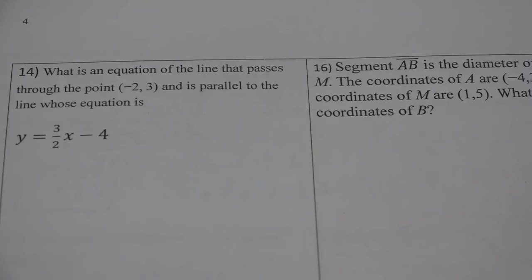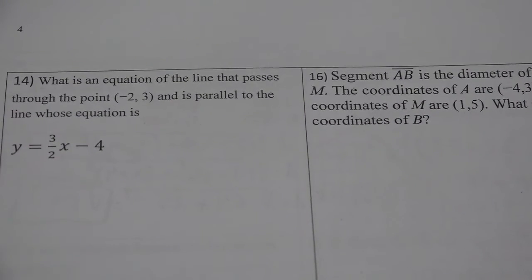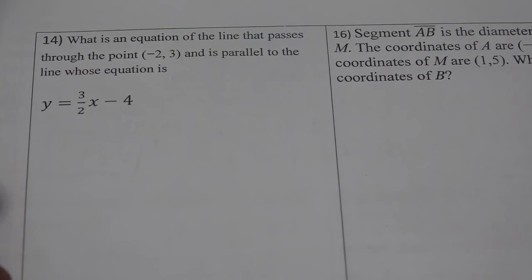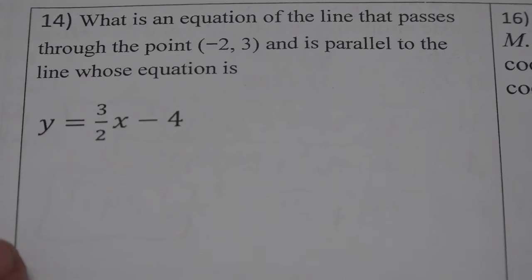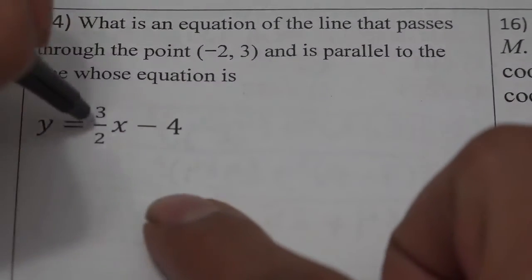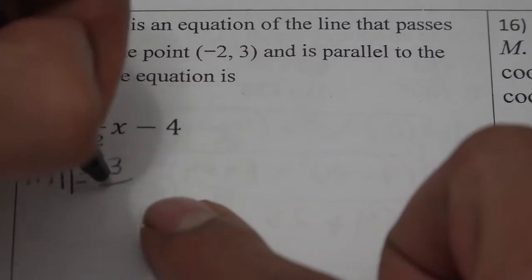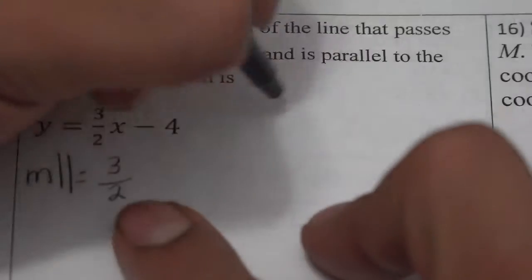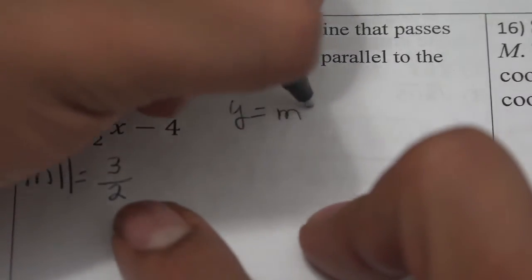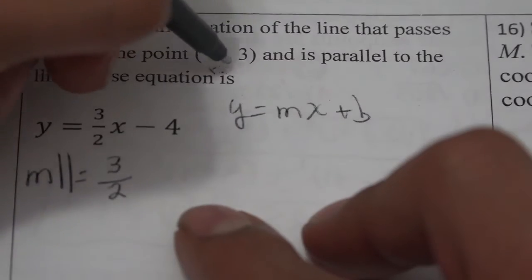All right, what is an equation of the line that passes through the point and is parallel to this line? All right, so you already know what you need. You need the slope. So the slope of this line is 3 over 2. So that means that the slope of a line parallel to it is also going to be 3 over 2. Once you have the slope and you have a point, now we sub it into y equals mx plus b. And we substitute. This is x and this is y.